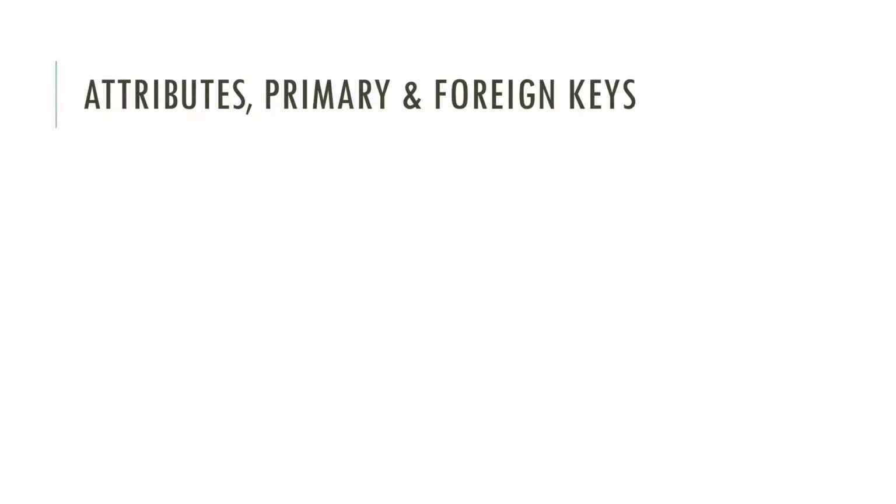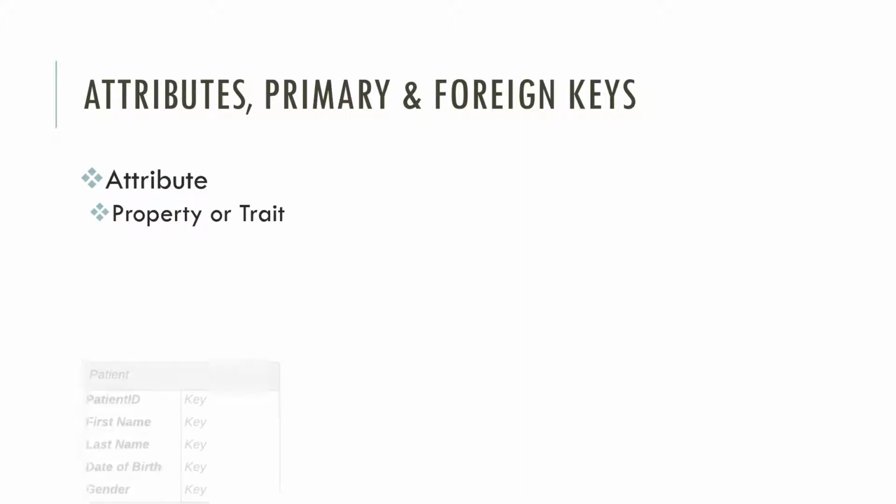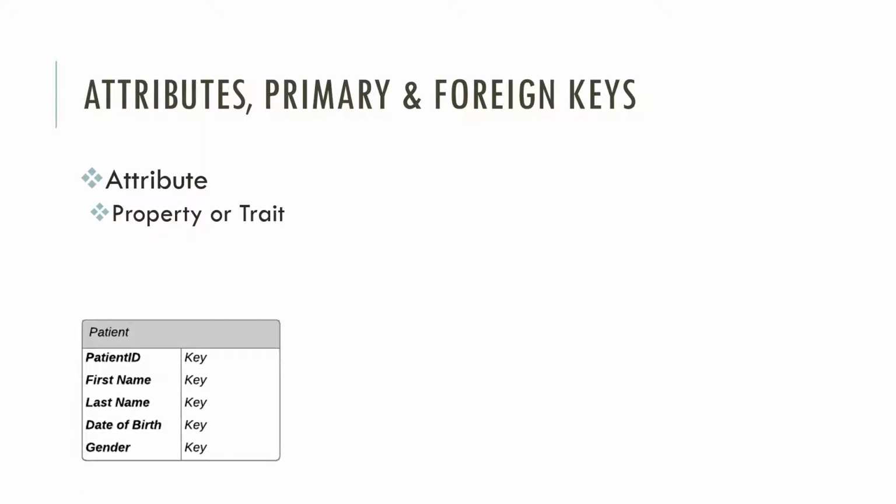The second component to be aware of is attribute. Attributes are properties or traits. Let's walk through some examples. For the patient entity or patient table that we talked about in the earlier slide, examples of attributes could be patient ID, first name, last name, date of birth, gender. You could even add address, zip code, state, city. Attributes are basically any type of information you would want captured for that specific entity.